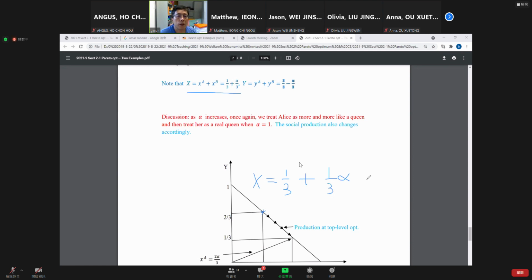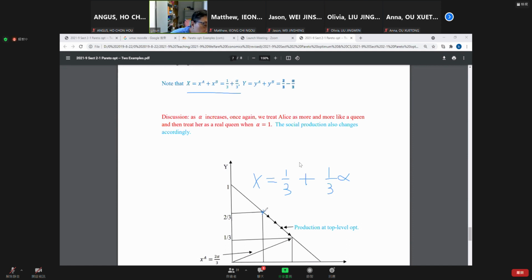When alpha equals 0, we give nothing to Alice. Alice completely doesn't matter in the society. So we should organize the production only for one person. That's our king, that's Bob. For Bob, this is a good solution: more Y, less X. So that's where we are.